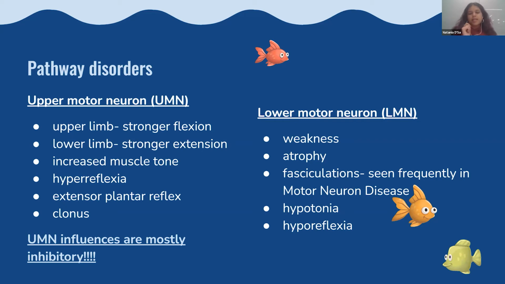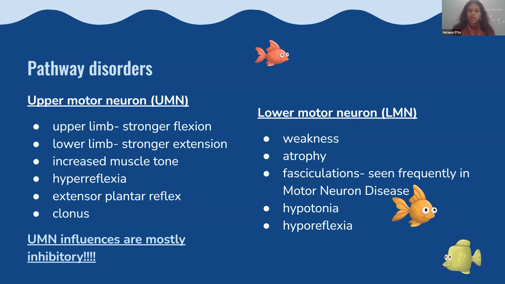So that note there says that upper motor neuron influences are mostly inhibitory. That's why you're going to get hyperreflexia, because the upper motor neurons are in charge of the action itself, and they're also super important to inhibiting the strength of that reflex or the strength of that movement. When you've got a problem within the upper motor neurons, those inhibitions aren't as strong as they need to be, and you'll have hyperreflexia or spasticity, which is kind of overactivity.